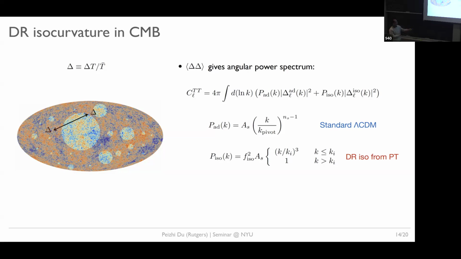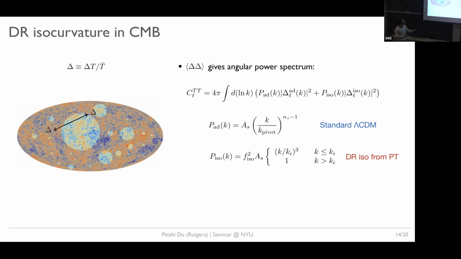In this case, we consider a phenomenological model with a broken power law. At small k, we consider k cubed behavior, which, as I said, is the super-horizon behavior for generic phase transitions. For the sub-horizon, we put a constant. That is a consequence of the model we consider. We make the amplitude F_iso, which is the relative amplitude difference between the isocurvature one and the adiabatic one, and A_s is the same A_s as the adiabatic.